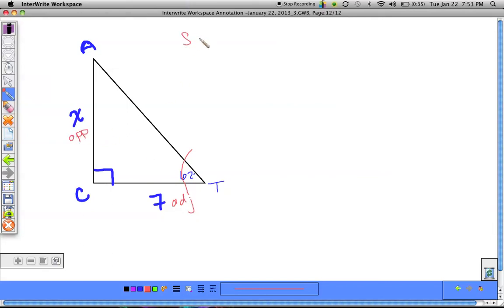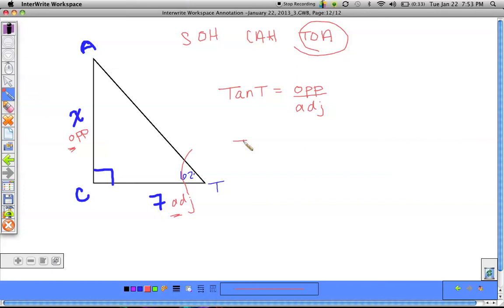So now write down your SOHCAHTOA up at the top. SOHCAHTOA. So you know that you have an A and an O. So you're looking for a function that has an A and an O in it. And the only one that does is TOA. So we're going to use tangent. So we're going to write the tangent of T is equal to opposite over adjacent. We're going to write the tangent of 62 is equal to opposite, which is x, over adjacent, which is 7. And now you just solve for x.